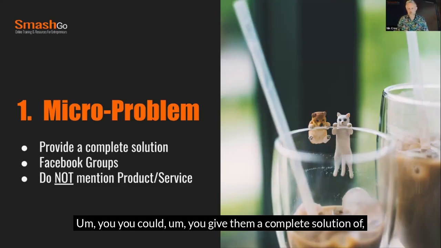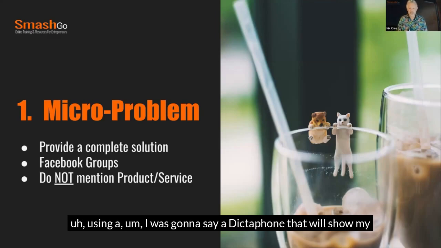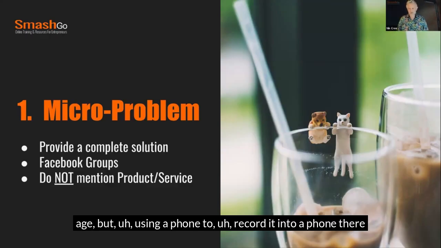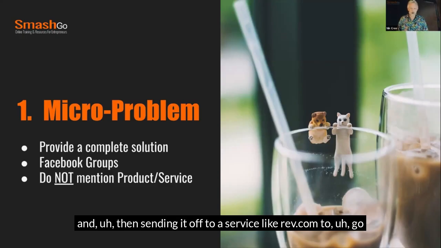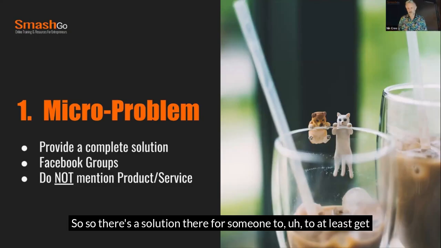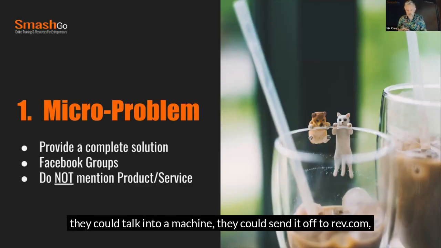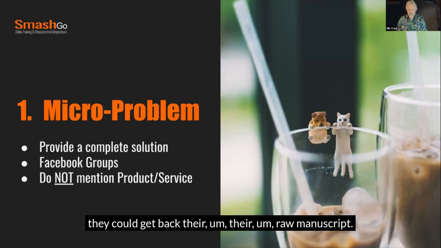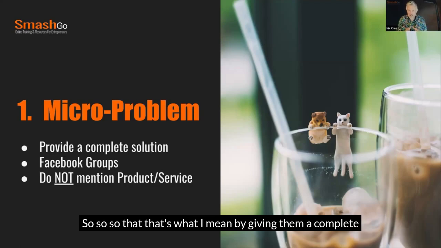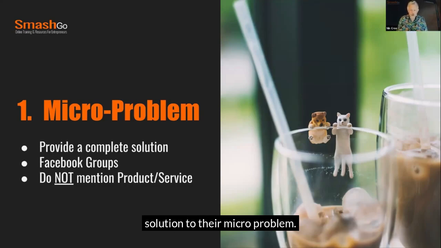You could give them a complete solution of using, I was going to say a dictaphone, that would show my age, but using a phone to record into a phone there, and then sending it off to a service like rev.com to go and get it transcribed and have it back to you. So there's a solution there for someone to at least get the bones of a book together. That is a complete solution that someone could walk away with: they could talk into a machine, send it off to rev.com, and get back their raw manuscript. So that's what I mean by giving them a complete solution to their micro problem.